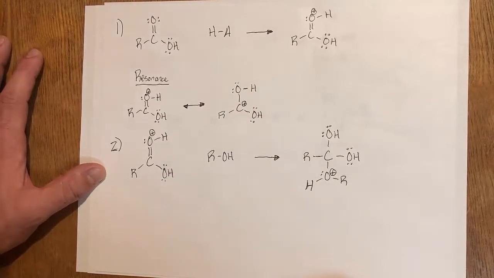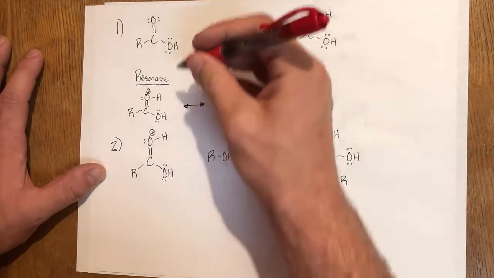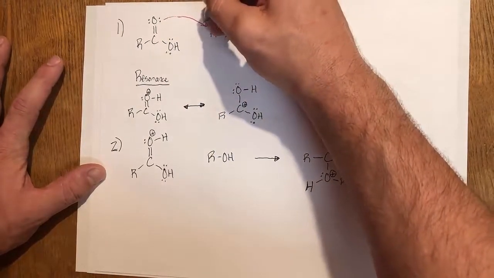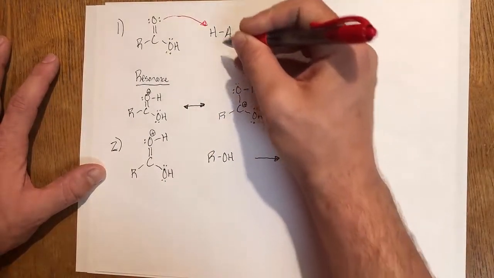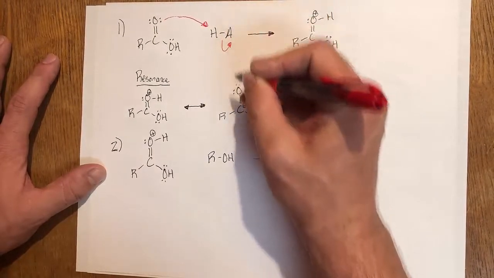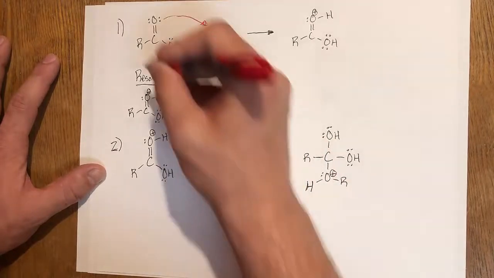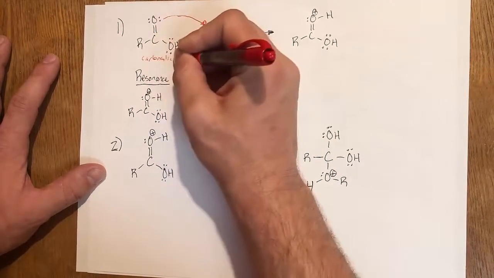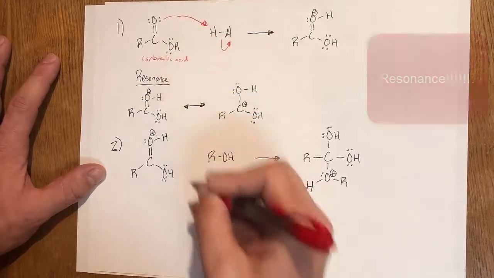The mechanism begins with a carboxylic acid, which is protonated with an acid such as sulfuric acid or p-toluenesulfonic acid. The carbonyl's oxygen lone pairs add a hydrogen that is donated from your acid. This creates resonance.